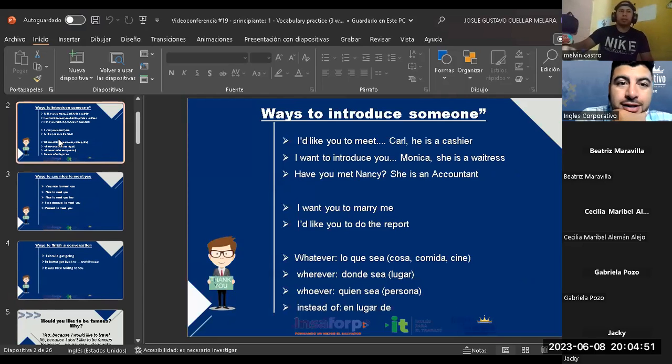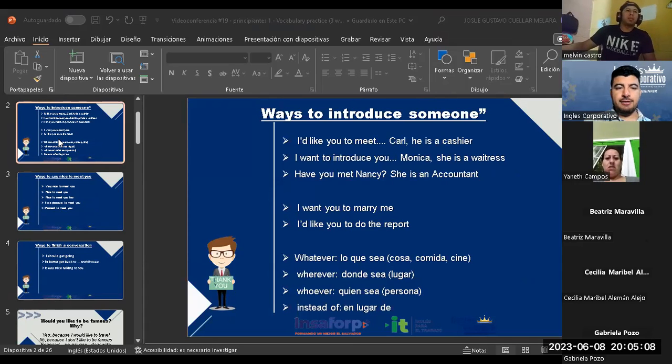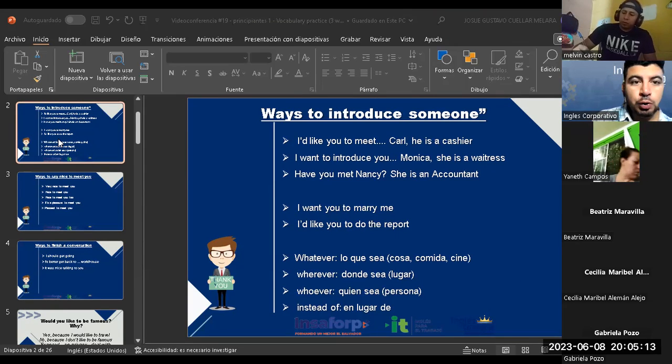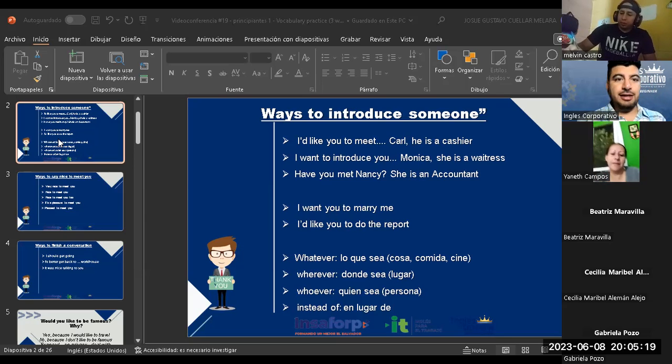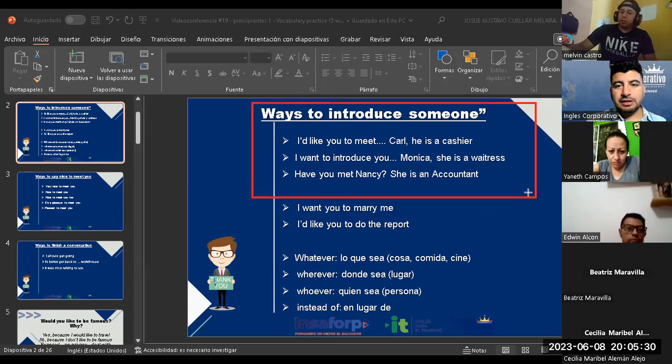Tenemos diferentes ways to say, diferentes formas para mencionar algo. Por ejemplo, acá, en este caso, tenemos formas de decir. Formas para presentar a alguien. Cuando vamos a, por ejemplo, when you have a new employee, a new partner. So you have to say his or her information in front of the other people. You can mention one of these. Pueden mencionar cualquiera de estas. Look at this. Las otras después las voy a explicar.